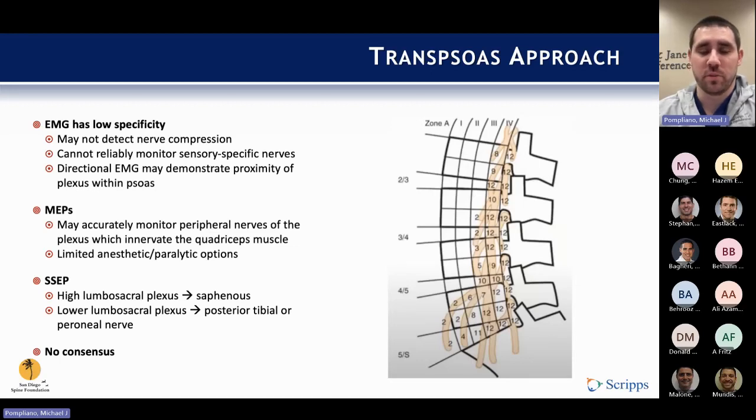At the end of the day, it's with respect to the other anatomic corridors, so it can help give some sense there. MEPs may accurately monitor the peripheral nerves of the plexus, especially for the quadriceps muscle, but they can be limited by the anesthetic and paralytic options needed to safely complete the case. The SSEP typically in the high lumbosacral plexus is the saphenous, and then in the lower lumbosacral plexus is posterior tibial or peroneal nerve. There's no major consensus on what to do, whether you're using one versus another or a combination of them.